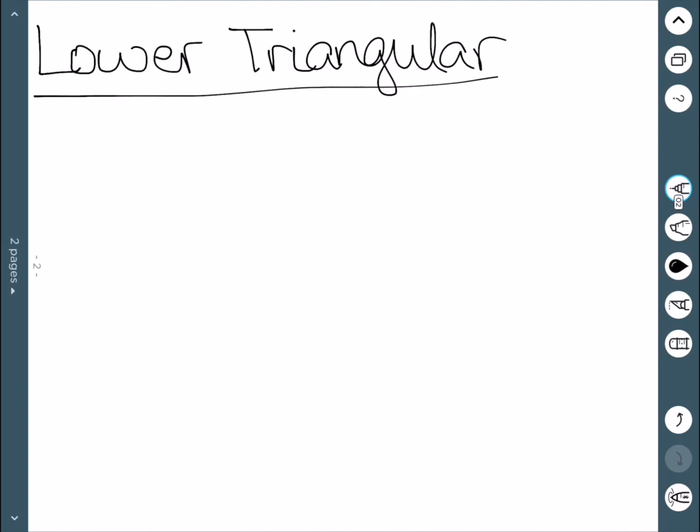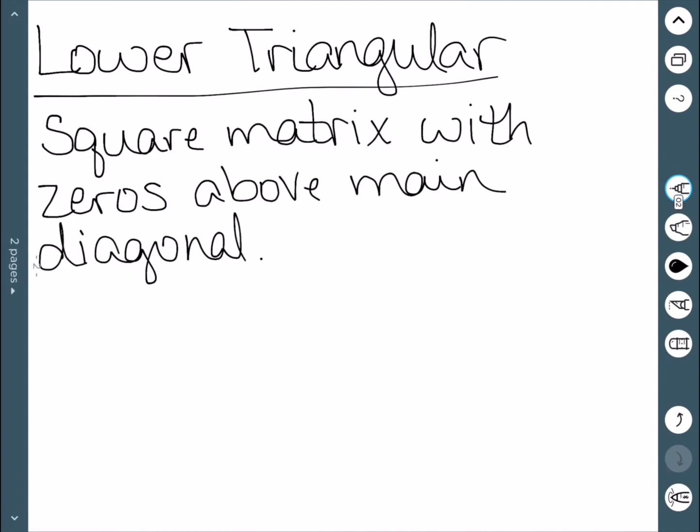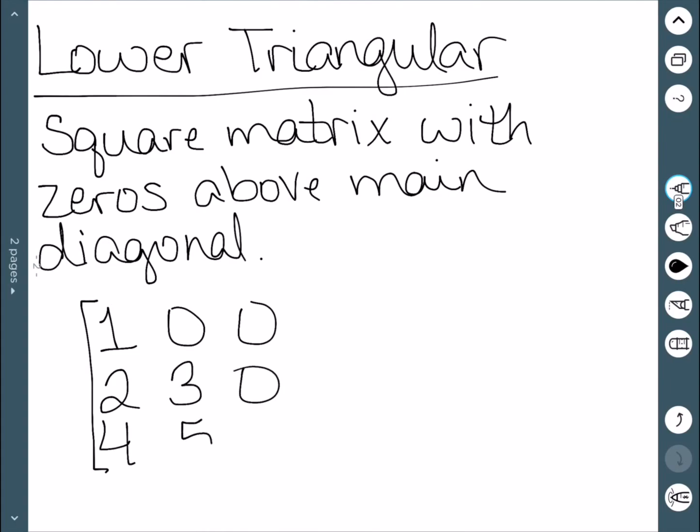We will now properly define a lower triangular matrix. A lower triangular matrix is a square matrix with zeros above the main diagonal. So one example: 1, 0, 0, 2, 3, 0, 4, 5, 6. Here we can see our main diagonal. We see that everything above that is a 0, so this is lower triangular, in particular because all of our non-zero entries are in this triangle at the bottom of the matrix.